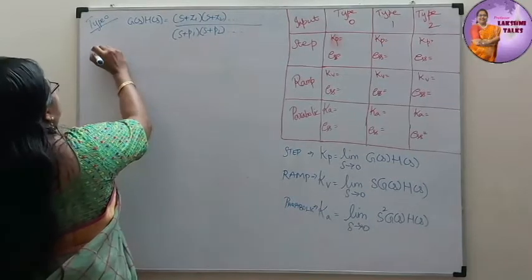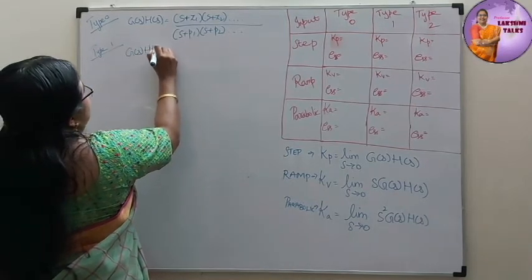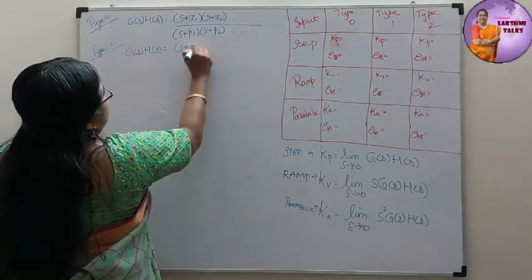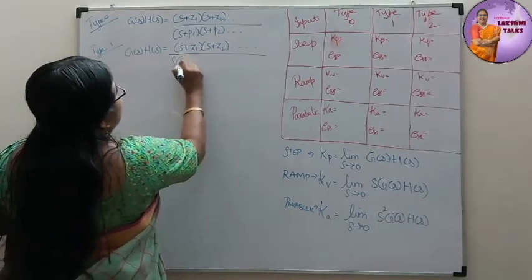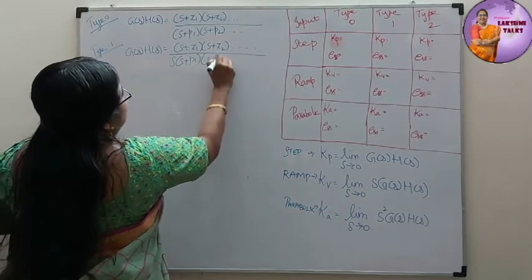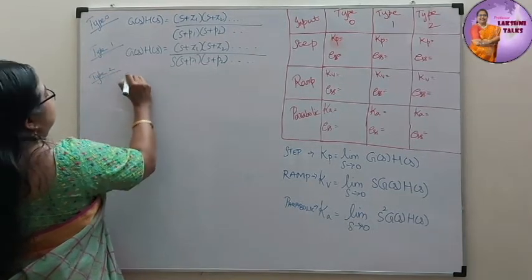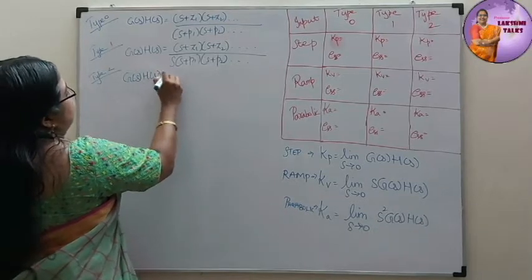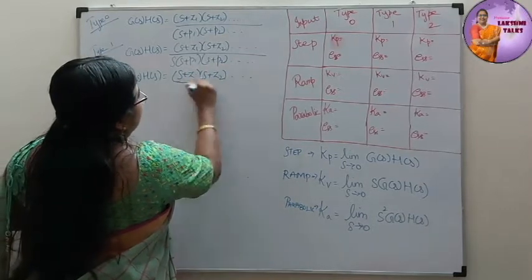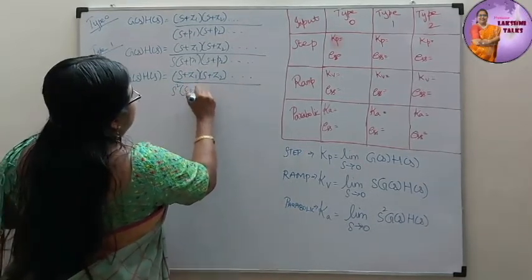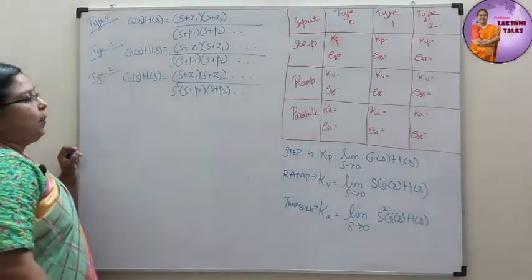And what is a type 1 system? G(s)H(s) is equal to (s plus z1)(s plus z2) and so on, divided by s into (s plus p1)(s plus p2) and so on. And what about a type 2 system? G(s)H(s) is equal to (s plus z1)(s plus z2) and so on, divided by s square into (s plus p1)(s plus p2), etc. This is a type 2 system.